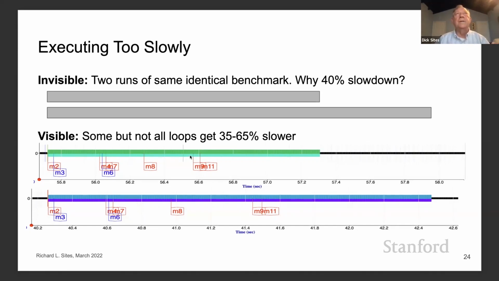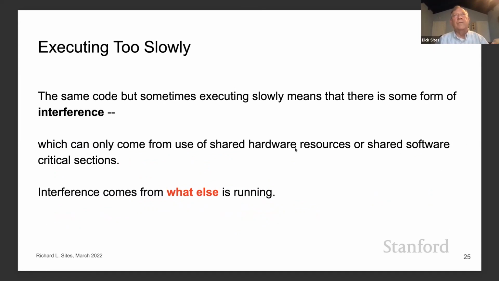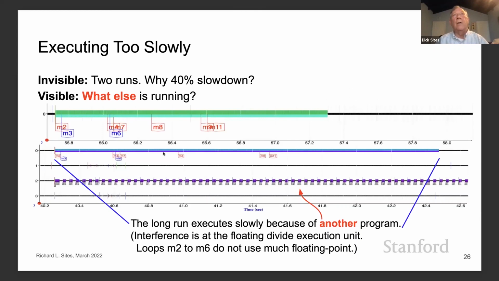But if something executes at the expected speed, and then the identical code executes more slowly on some other run, the only thing that can be going on is some kind of interference from other programs. The interference can come from shared hardware resources: some other program beating the cache or main memory to death, or shared software critical sections. The interference comes from what else is running. So observation tools that only look at one program can never tell you what's going on if you're executing too slowly. Instead, with KUtrace, we're looking at all the cores, all of the processes, all of the time.